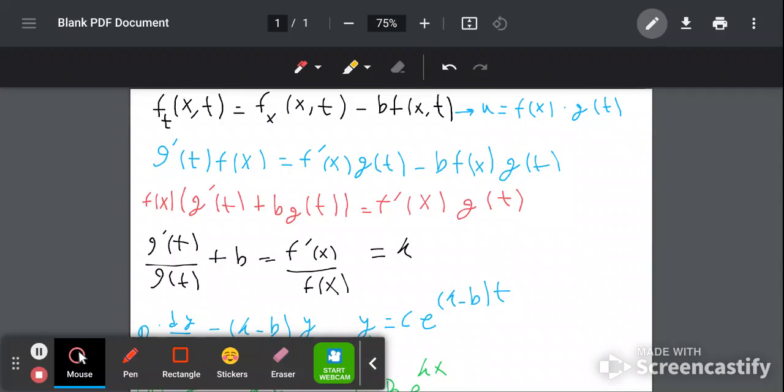Hi, I'm Kian, and in this video I'm going to show you how to solve a real application of partial differential equation using separation of variables.